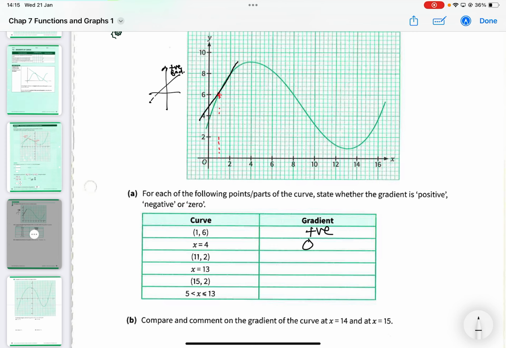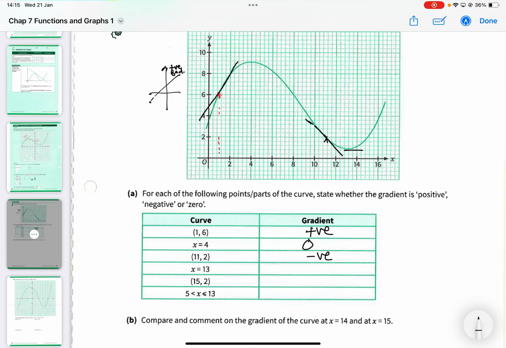Horizontal, 0. Sloping downwards, then negative. So 11, 2. 11, 2 is here. So at this part, my curve is like that, my gradient is like that. My gradient at this point is sloping downwards towards the right, so it is negative. Sloping downwards is negative gradient. Sloping upward is positive gradient. Horizontal is 0 gradient. x equals 13.